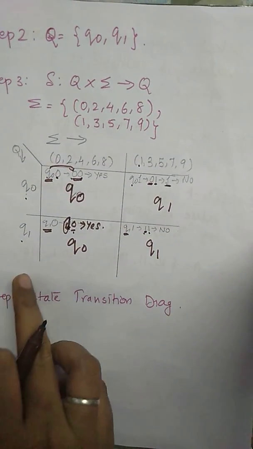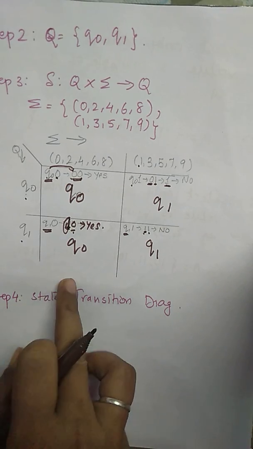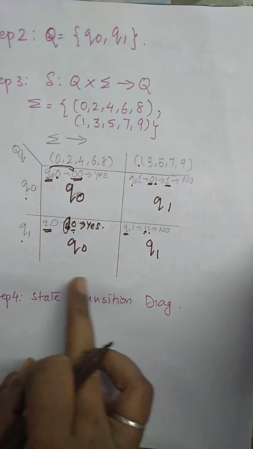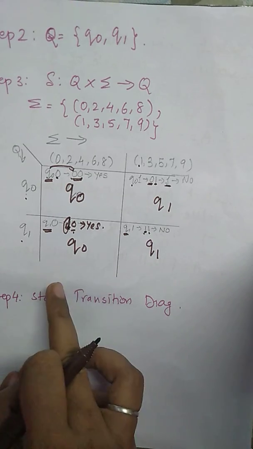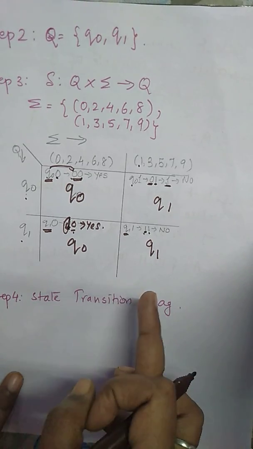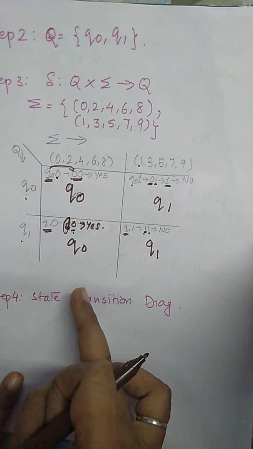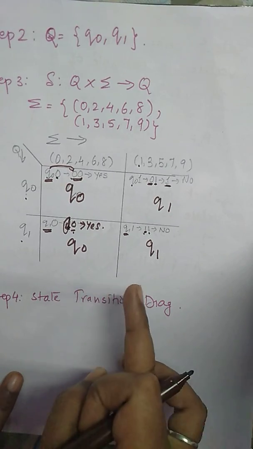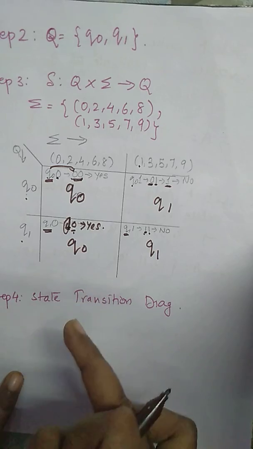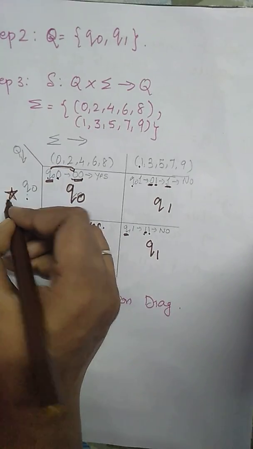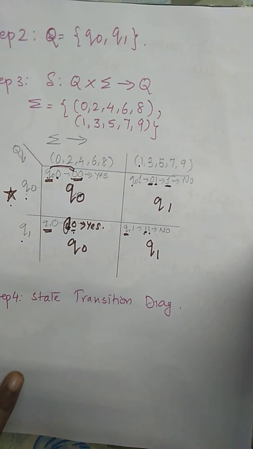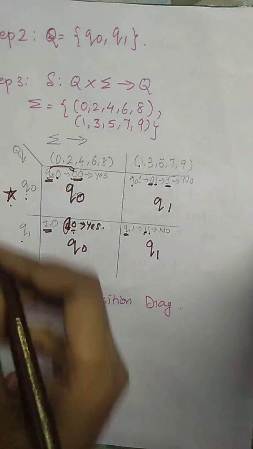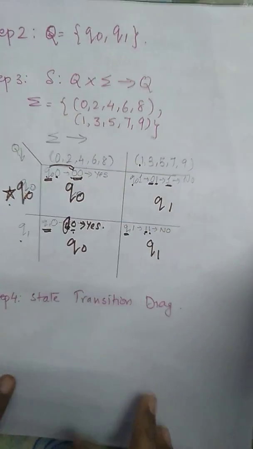Now before moving to the next step, we have to mark the final state. Marking the final state is already mentioned in the question. What is asked in the question will be your final state. In the question it was asked for numbers divisible by 2. So the state that represents divisibility by 2 is Q0. So Q0 will be marked as a final state with an asterisk. We have to put an asterisk in front of the state which is according to the question. So here Q0 will be our final state.